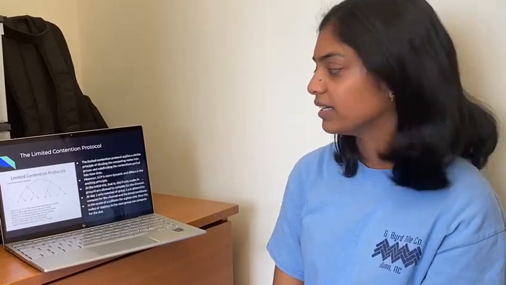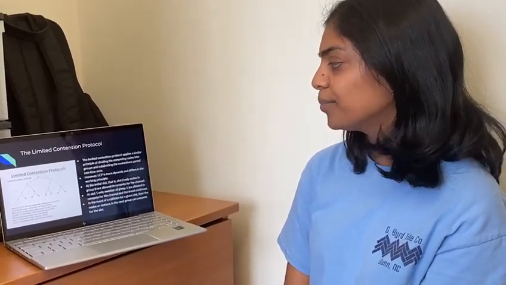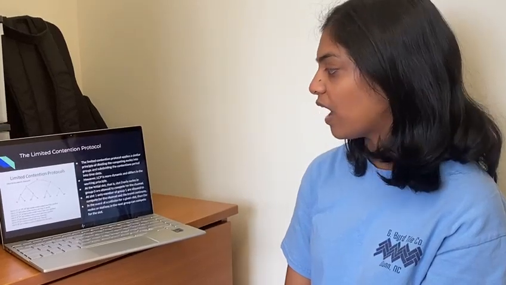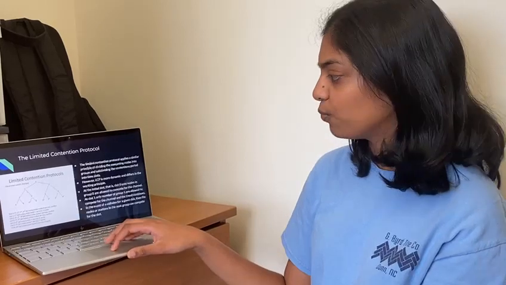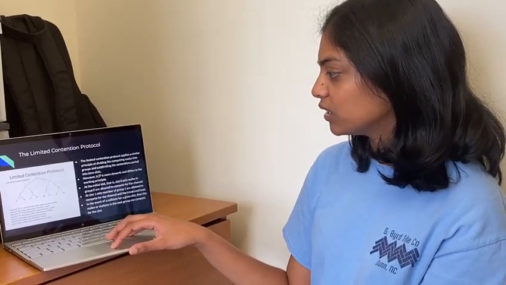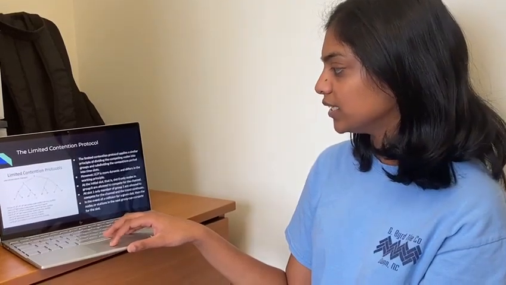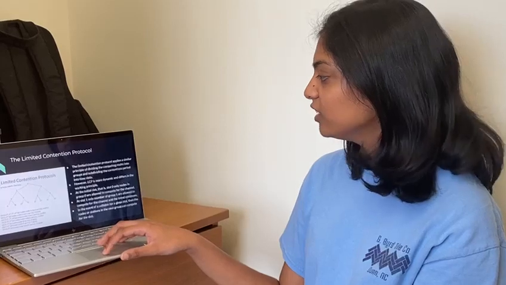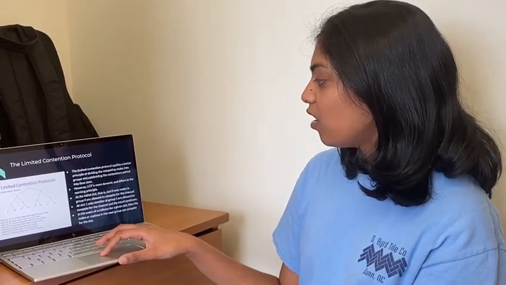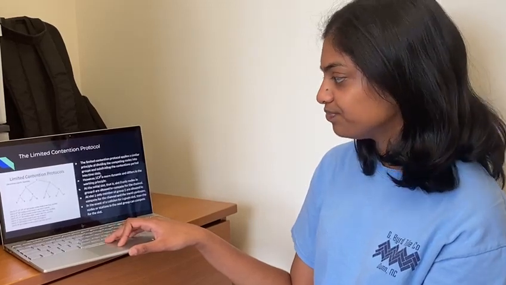The Limited Contention Protocol applies a similar principle of dividing the competing nodes into groups. As you can see in this diagram, 3 is divided into A and B, 4 is divided into C and D, 5 has E and F, and 6 has G and H. And it also subdivides the contention period into time slots.